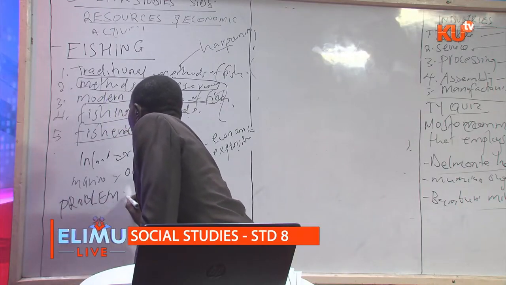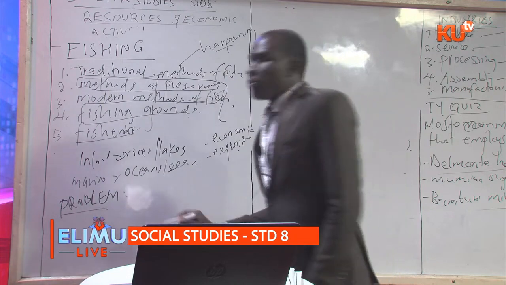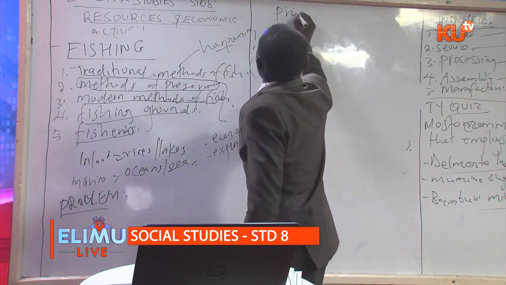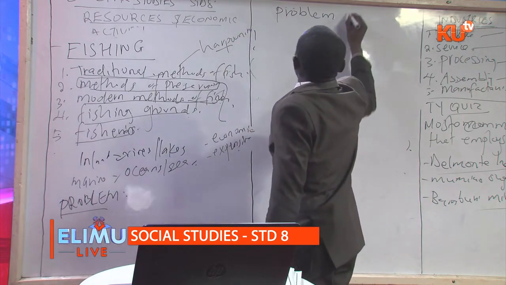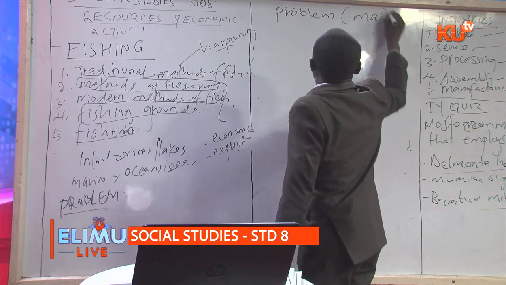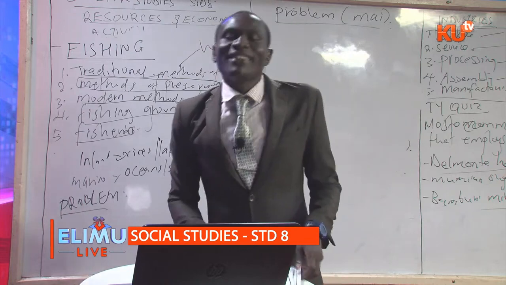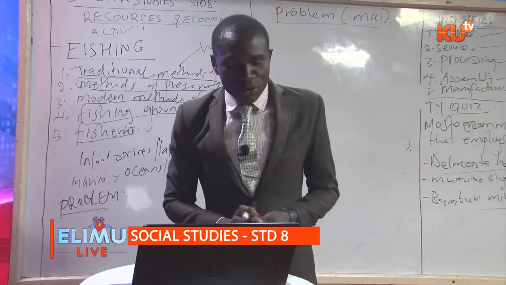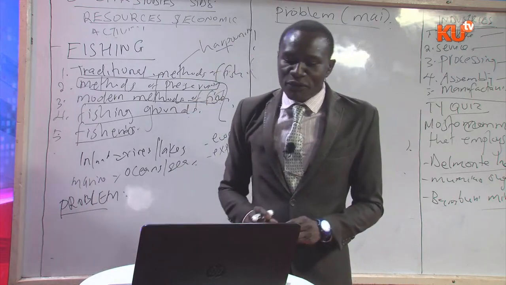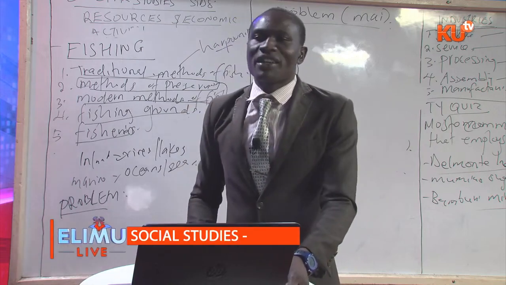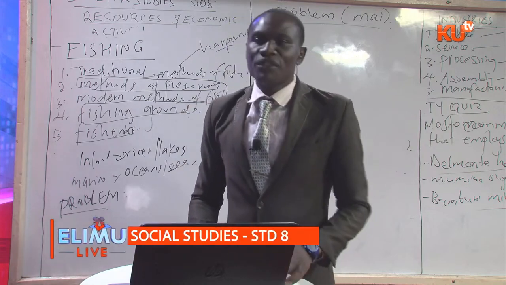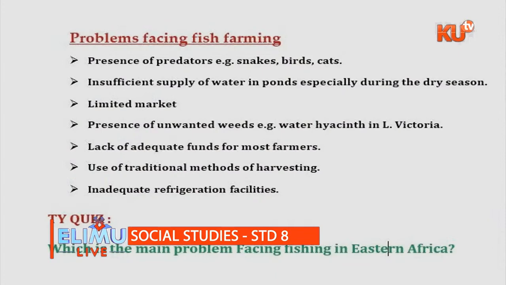We are dealing with the main problem facing fishing. So our TY quiz, use the number that is on your screen. Which is the main problem facing fishing in Eastern Africa? Use that number to give us the correct answer.